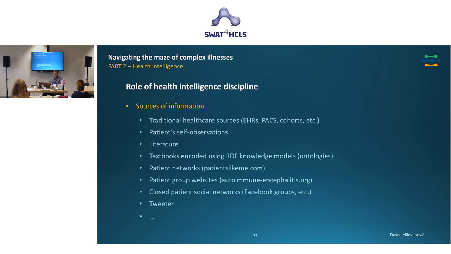Then literature, I guess, is the thing that everybody's talking about. And many people in research are doing it, like natural language processing, trying to tease out topics, mentions of certain topics from the text in the literature, or in more advanced cases, events. So some things that happen in some place, in some period of time, somewhere. Then textbooks encoded using RDF knowledge models. Now that's a challenge, but that's experience with a kid. Textbooks actually helped to connect the dots and understand maybe where we should look, how the condition can be theoretically explained.